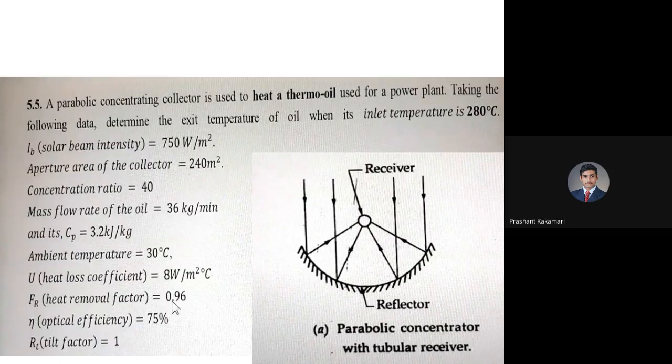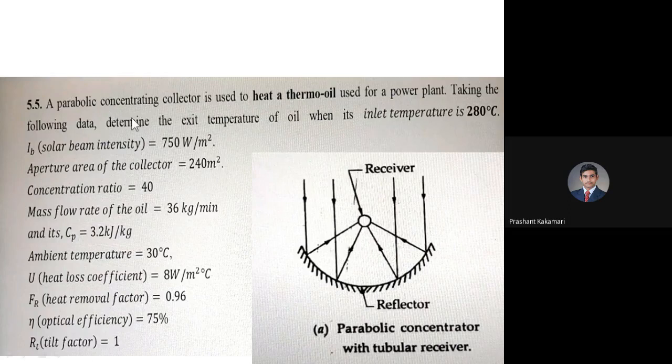Next, to understand in numericals how to calculate these losses and useful heat gain, I have taken one simple example. Here they have taken a parabolic concentrating collector. This is not in the syllabus. Parabolic concentrator is not in the syllabus. I have taken this example just to understand the numerical.